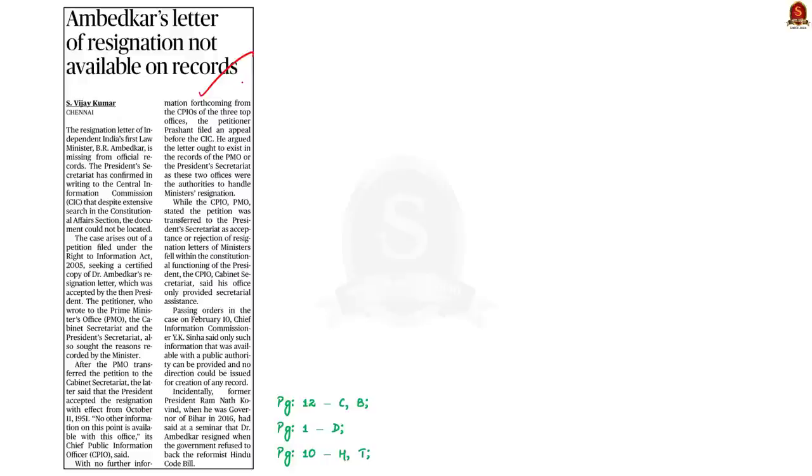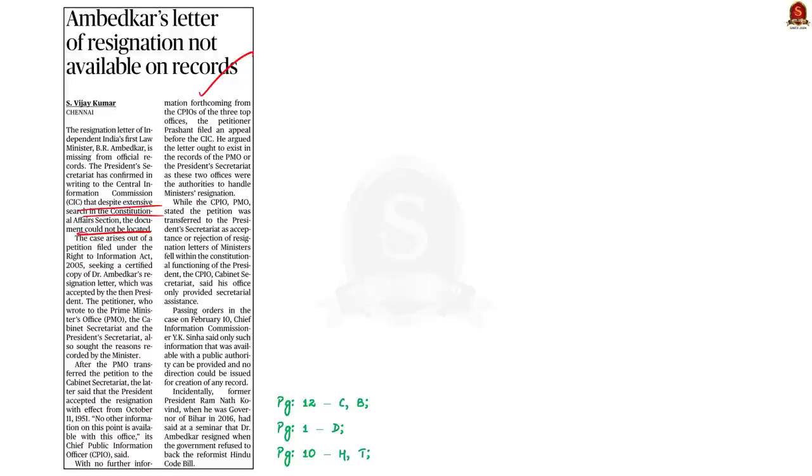Ambedkar, is missing from the official records. Despite extensive search in the constitutional affairs section, the document could not be located. This is a serious issue, right? But we are not going to concentrate on that today. Instead, using this opportunity, we are going to quickly brush up the facts about Ambedkar and some of his contributions.